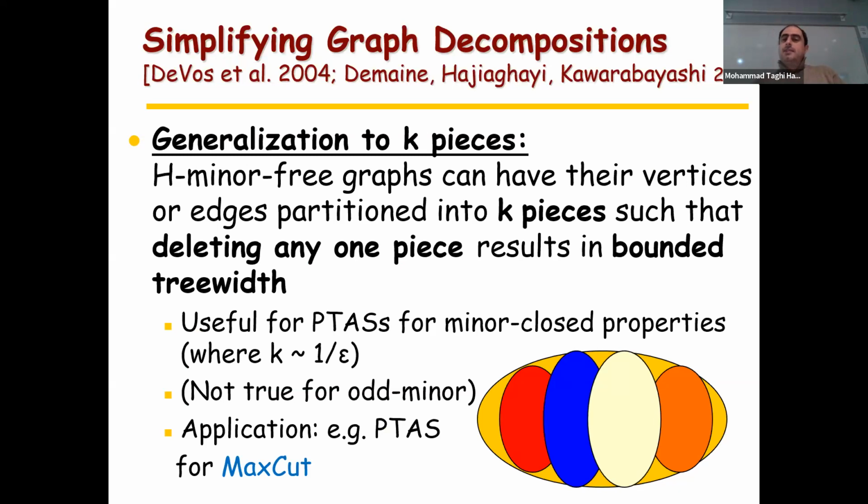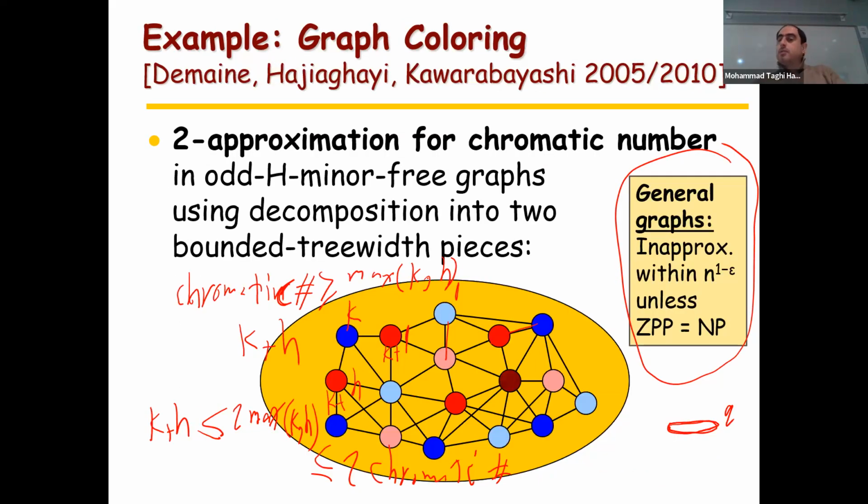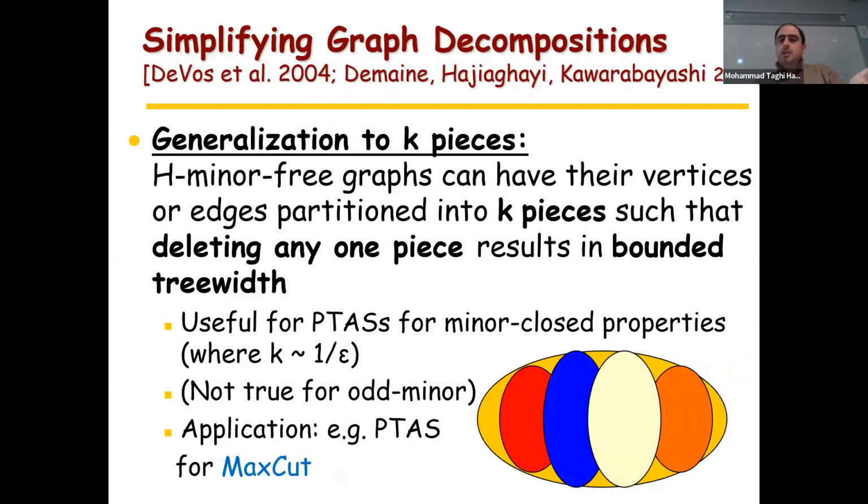Now, this is a generalization for H-minor free graphs, which is important. So here we could get 2-coloring, a 2-approximation, and actually we cannot get better than a 2-approximation for this coloring, at least using this approach, we cannot get anything better than 2. However, there is a generalization that can be used to get PTASs.